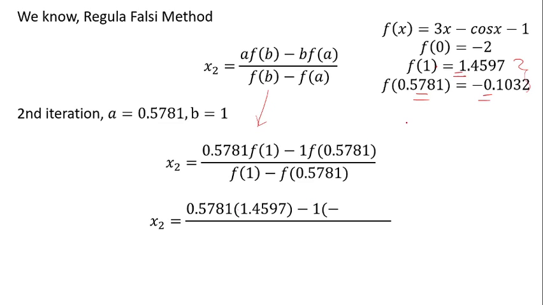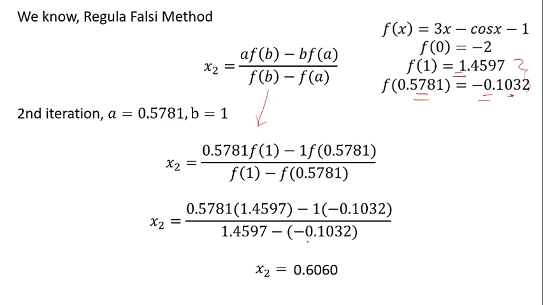Minus 1 into f of 0.5781 is minus 1.0132. Substitute this value here. So 1.4597 minus 0.1032, and this is equal to x2. Calculate. Yes, so the value is 0.6060.